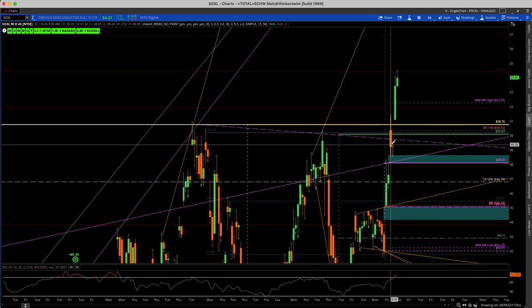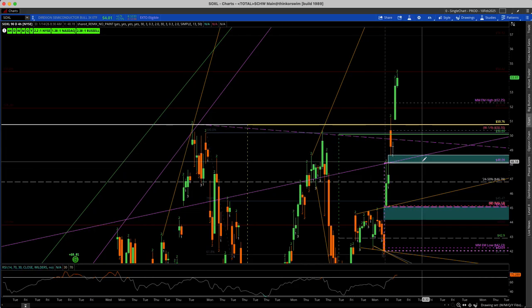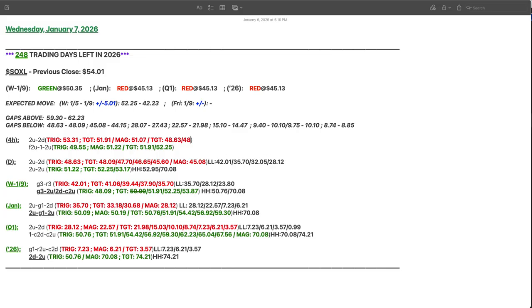So the low of this 2 is 48.63, and then we'll just put this gap close as our further extended target, right? So probably a little extra for a 4 hour time frame, but yeah, SOXL can move, so let's make sure we're prepared, right?